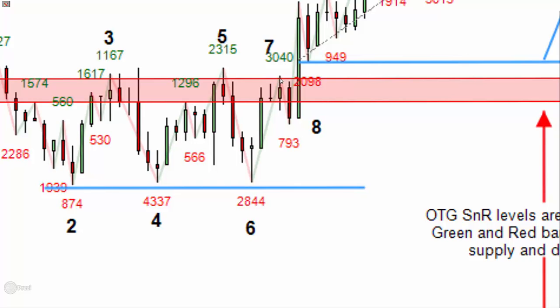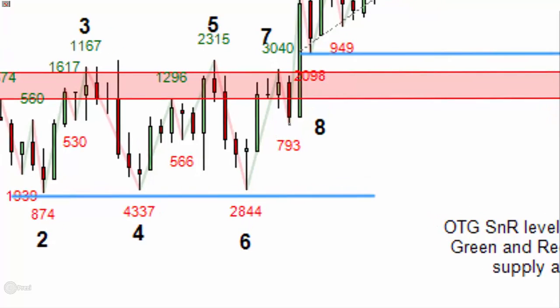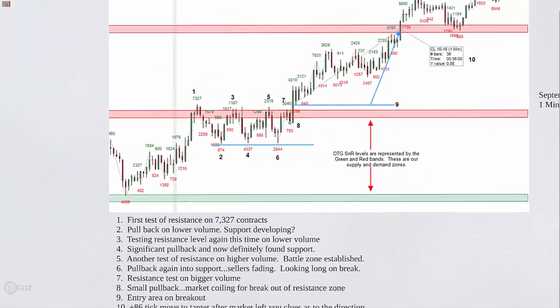3,000 contracts on the push up into the resistance, but only the selling was exhausted at that point. Only 793 contracts on the pullback. Huge push up into the resistance, 793 light volume on the pullback. That's your sign that this thing is about to get tired. And look what happens, right?